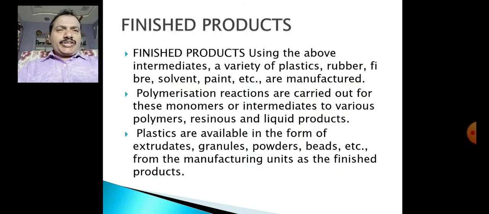And from these finished products using the above intermediates, a variety of plastics, rubber, fiber, solvent, paint, etc., are manufactured. Polymerization reactions are carried out on these monomers or intermediates to make various polymers, resinous and liquid products. And the plastics are available in the form of extrudates, granules, powders, beads, etc., from the manufacturing units as the finished products.